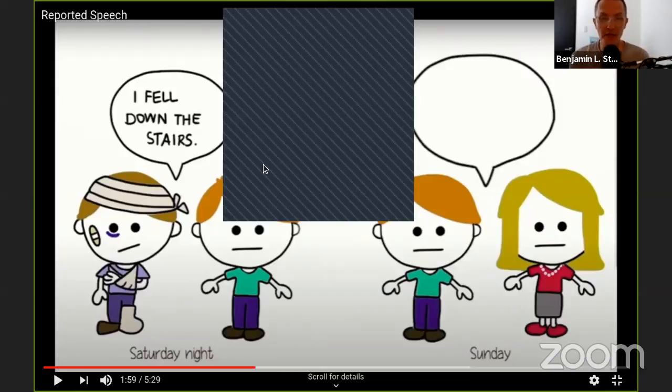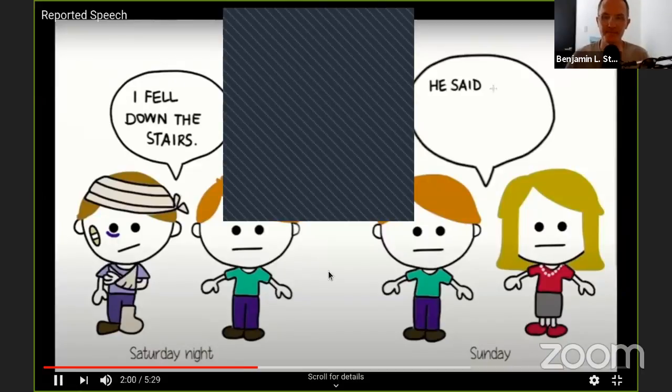Any other options? And the key word here is night. Saturday night. Last night, right. My son told me he had fallen down the stairs last night. Okay, so notice that there are many different ways depending on how specific and who's doing the reporting, right? But there are different options that are available.